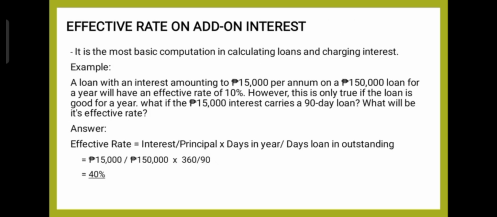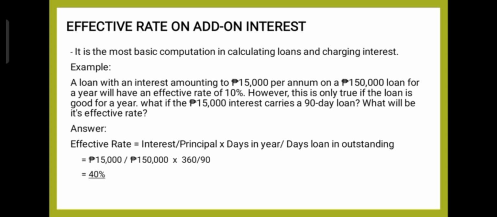So, next is effective rate on add-on interest. The effective rate on add-on interest is the most basic computation para makalculate yung loans at yung i-charge na interest. So, here's an example. A loan with an interest amounting to 15,000 pesos per annum on a 150,000 pesos loan for a year will have an effective rate of 10%. However, this is only true if the loan is good for a year. What if the 15,000 pesos interest carries a 90-day loan? What will be its effective rate?